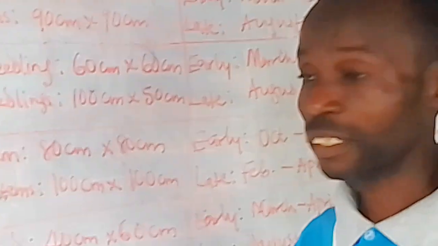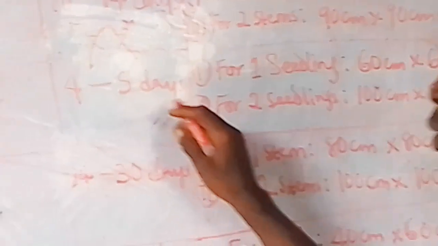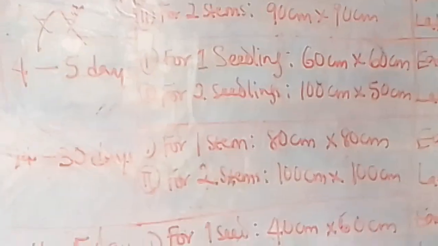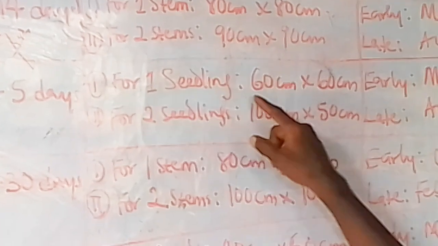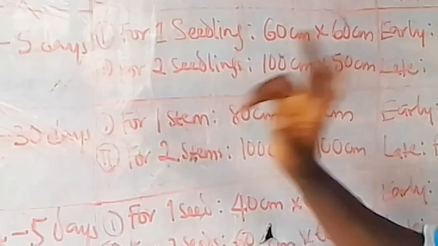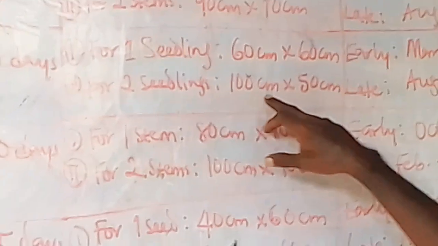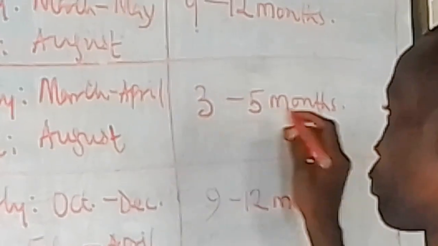You plant the seed and then it has grown. A seedling has just about 3 to 4 leaves on it, and then you transplant it to the field. For one seedling, you space 60 centimeters by 60 centimeters. For 2 seedlings, you have 100 centimeters by 50. Planting in the field is between March and April, and the late planting period is around August. The duration is 3 to 5 months.